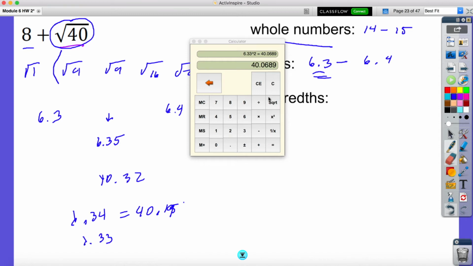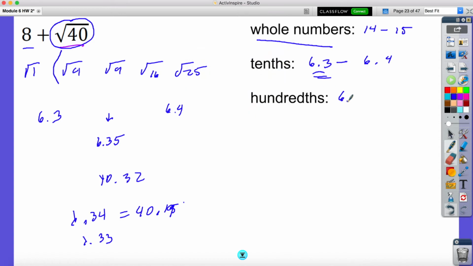Let's try it again. 6.32 to the second power. And that is my closest. So 6.32 and 6.33 is the range where it's in between. So I made one small mistake, which is easy to fix.